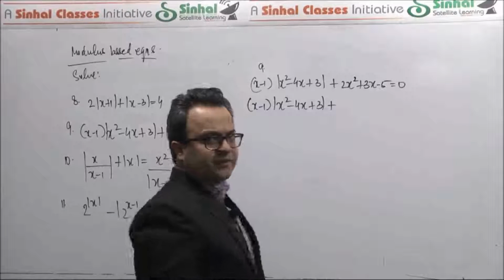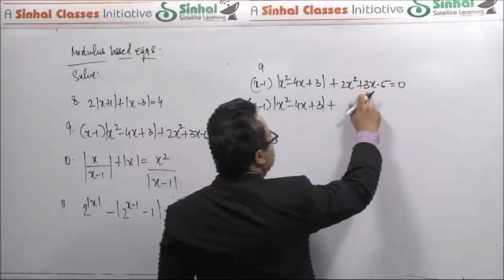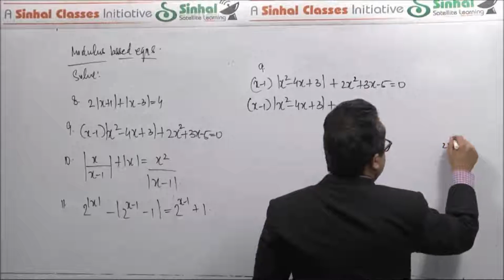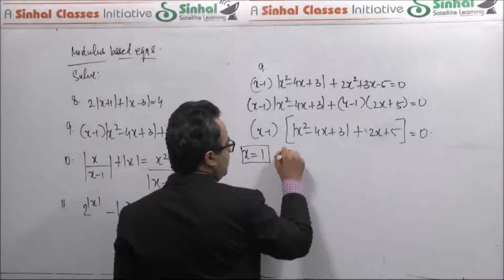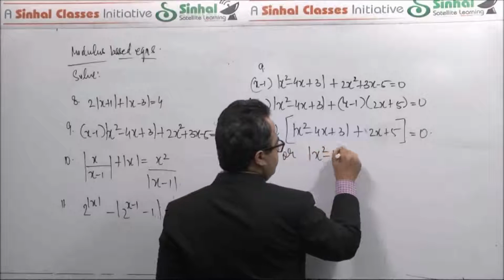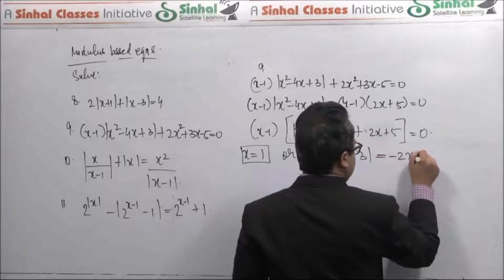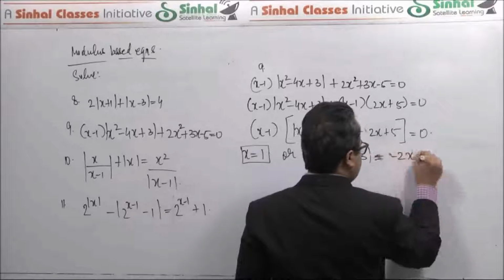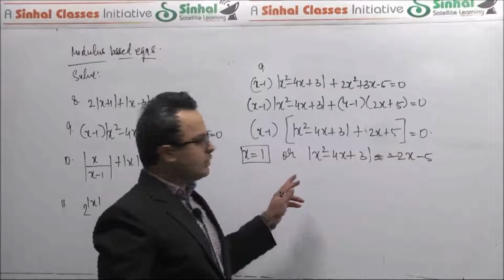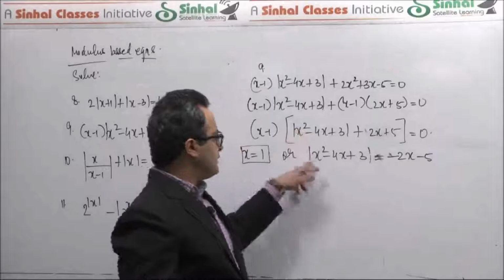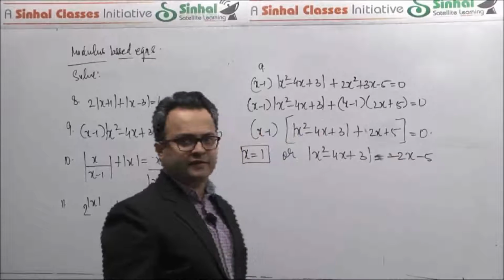And the ninth question, let's try to first factorize the second expression. So -10, and so we'll get a +5 and a -2. Right? So from here I get one solution definitely as x equal to 1, and the other possibility is that this bracket is 0, which effectively says that mod of x square minus 4x plus 3 must be equal to -2x minus 5.